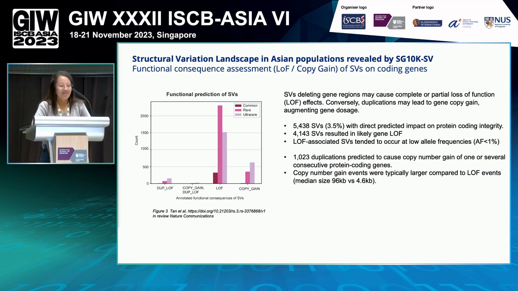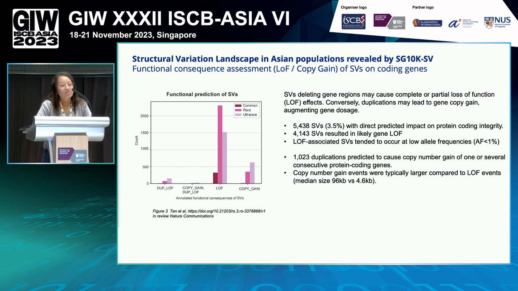We also want to assess the functional consequences of structural variations on coding genes. So SVs deleting gene regions may cause loss of function events, and similarly for duplications, they may lead to copy gain, which will affect your gene dosages. So when we look at our dataset, we find that 3% of the structural variations actually have direct impact on the protein coding integrity. Around 4,000 of them are likely to cause a loss of function, but these loss of function structural variations tend to occur at very low allele frequencies.